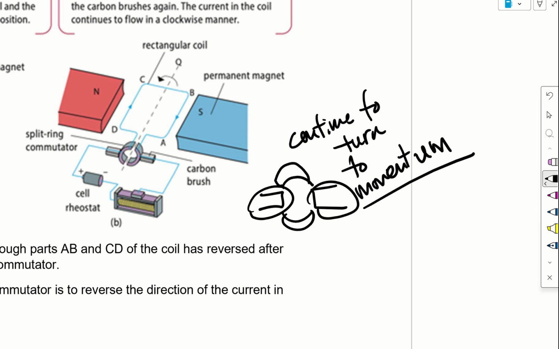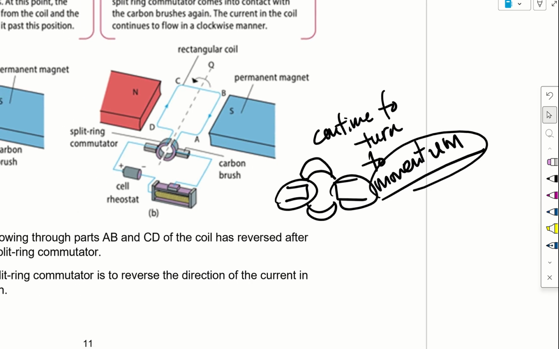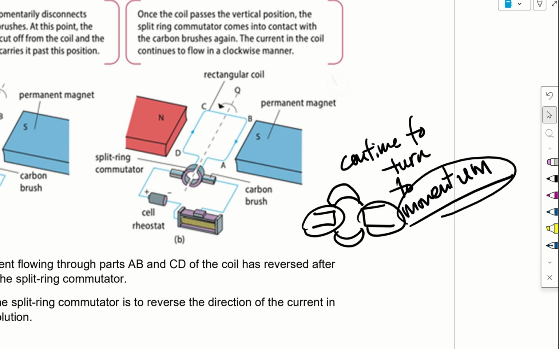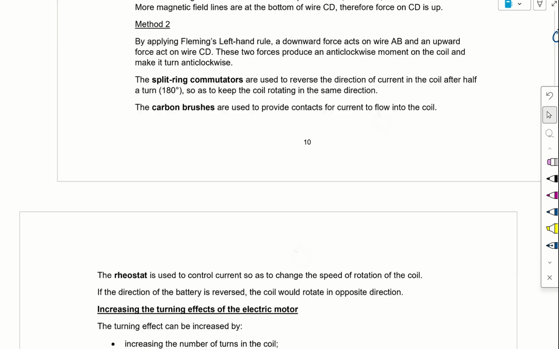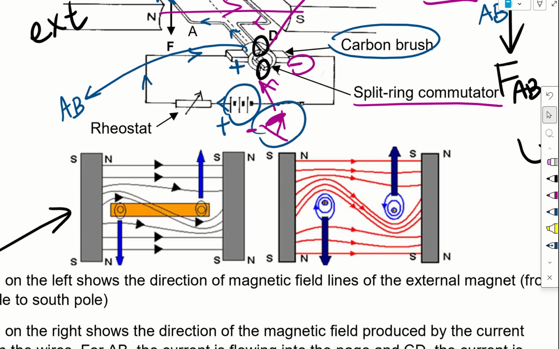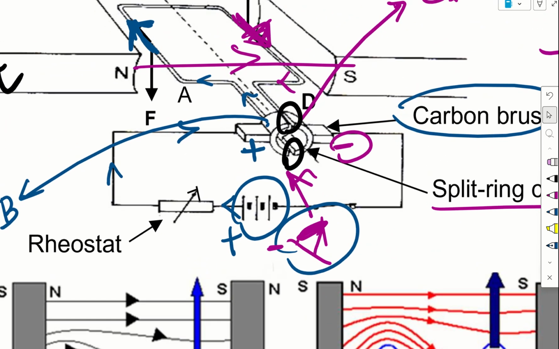Something like a fan in school: when you turn off the fan, you switch off the switch, the fan does not come to a stop immediately. It will still continue to turn because it has momentum, or is due to inertia. It will continue to move in the same direction. And one thing to take note of is that after the split ring turns, they will actually switch polarity.